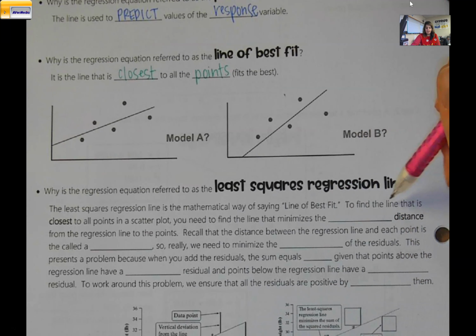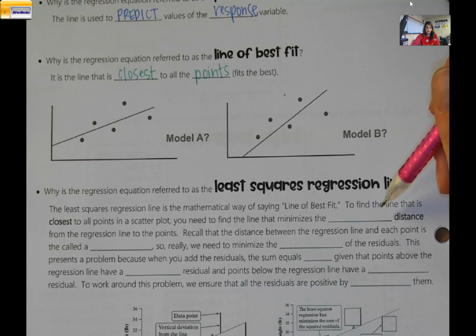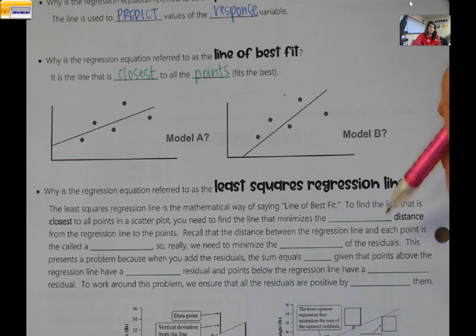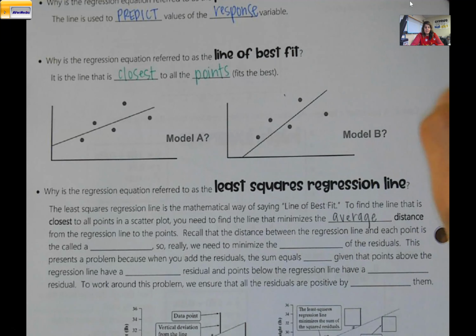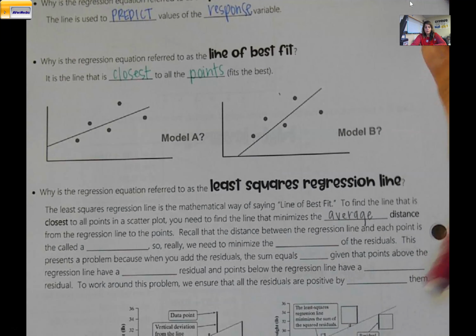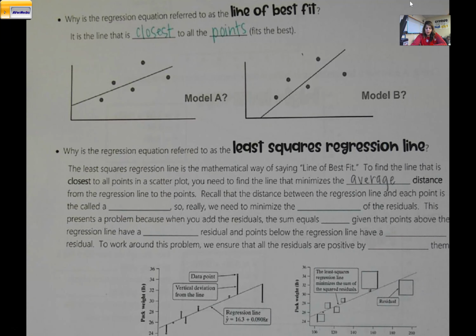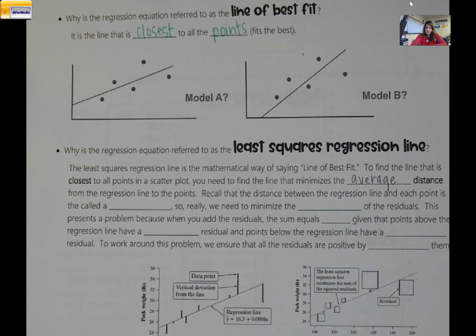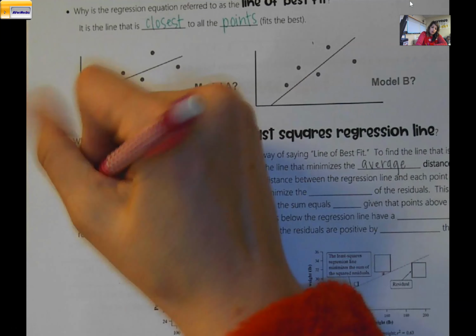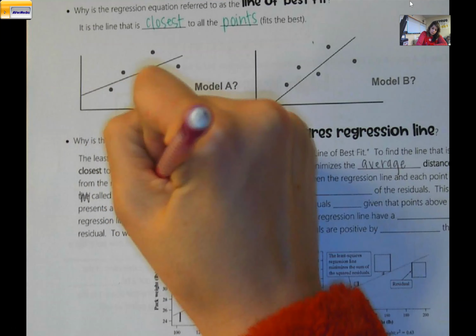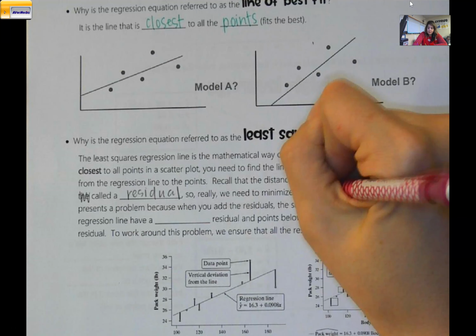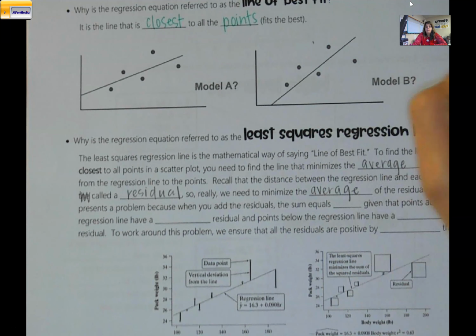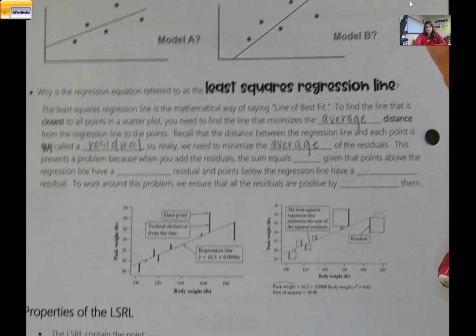To find the line that is closest to all points in a scatter plot, you need to find the line that minimizes the average distance from the regression line to the points. Recall that the distance between the regression line and each point is called a residual. So really, we need to minimize the average residual. We need to minimize the size of our average residual.